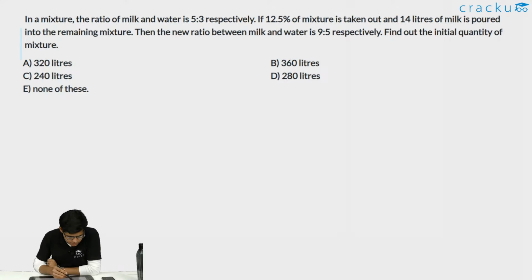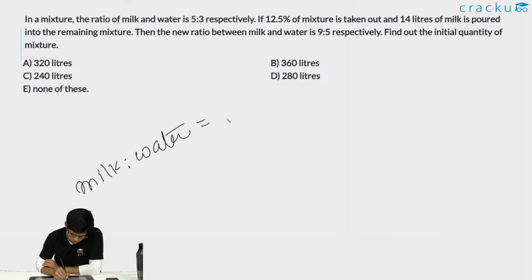In a mixture, the ratio of milk and water is 5:3 respectively. Okay. 12.5% of the mixture is taken out and 40 liters of the milk is poured into the remaining mixture. The new ratio between milk and water is 9:5 respectively. Find out the initial quantity of the mixture. Fine. So we can see milk is to water is 5:3.